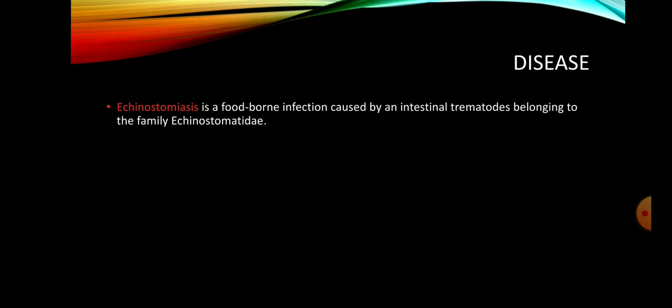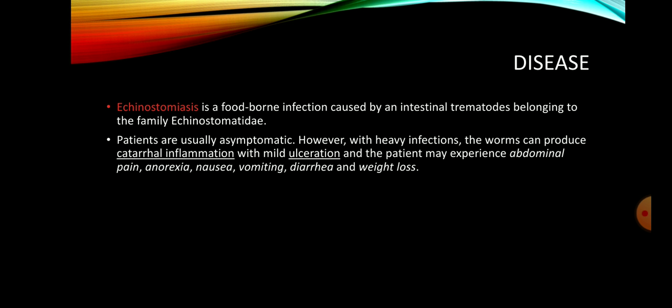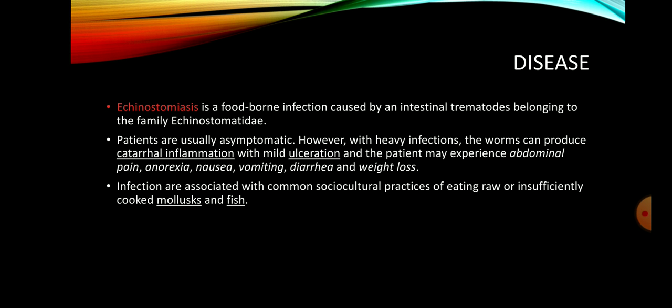Disease. Echinostomiasis is a food-borne infection caused by intestinal trematodes belonging to the family Echinostomatidae. Patients are usually asymptomatic. However, with heavy infections, the worms can produce catarrhal inflammation with mild ulceration, and patients may experience abdominal pain, anorexia, nausea, vomiting, diarrhea, and weight loss. Infections are associated with common sociocultural practices of eating raw or insufficiently cooked mollusks and fish. Echinostomiasis is distributed worldwide but most frequently seen in Southeast Asian countries due to the food habits.